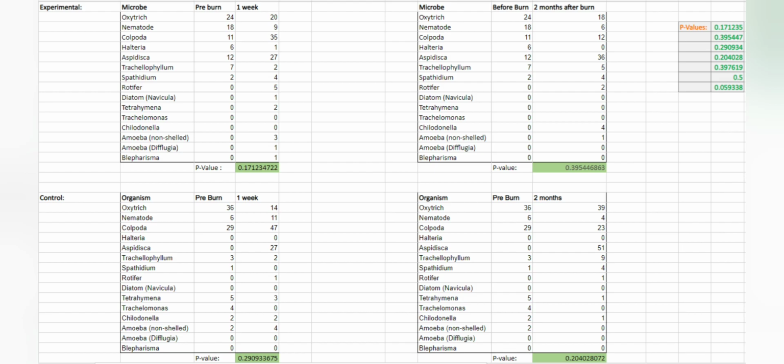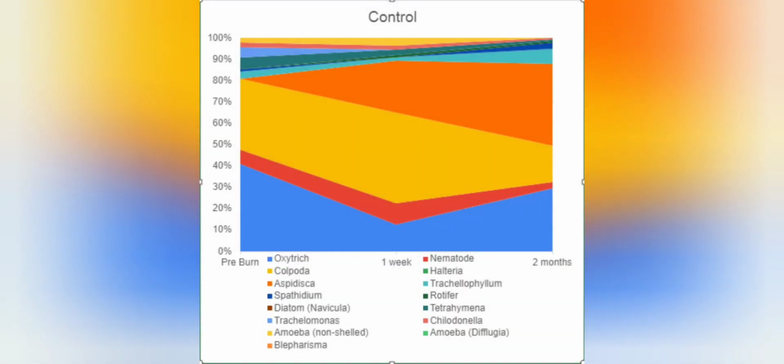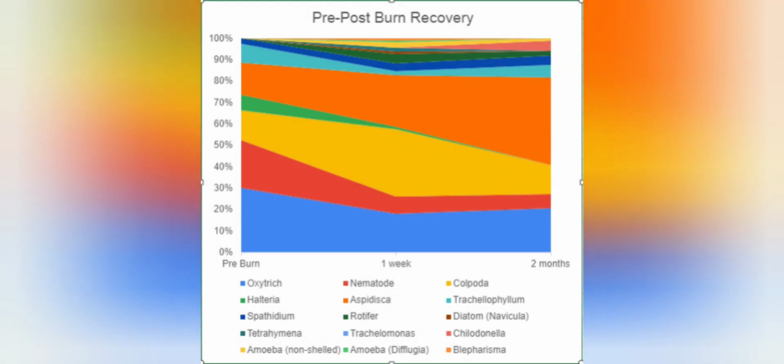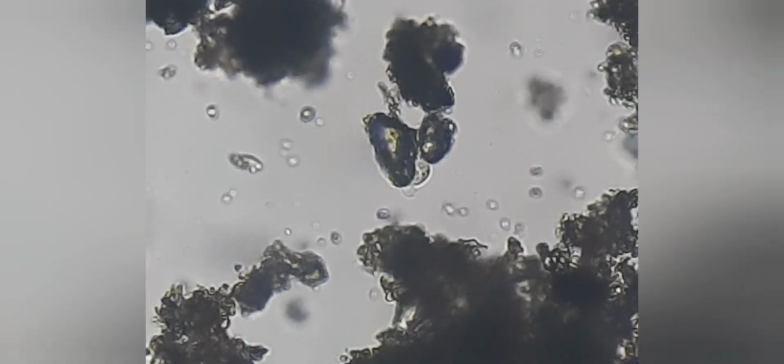Speaking of the communities, let's take a look at them. This next chart shows our control plot, along with the percentage distribution of the microbes within it. We see, as mentioned in the most common morphotype section, that Aspidisca, Oxytrix, and Colpoda were the most abundant. Switching focus to our experimental graph, we can see that this demographic largely holds true. Despite slight variations within Oxytrix and Colpoda, they still remain the most abundant of species within our observed plots.